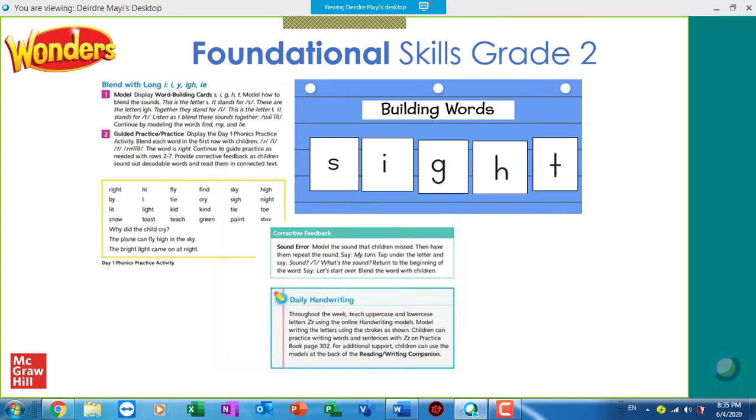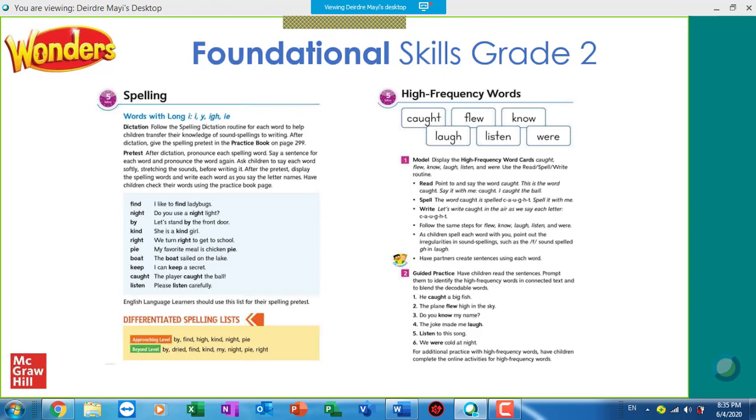Of course, you will blend using some of the manipulatives that I mentioned, namely word building cards. You will always find that the students' spelling words will always contain whatever pattern students are learning about in phonics. So the second graders that we're focusing on this particular week are learning long I. So all of their spelling words have long I within.